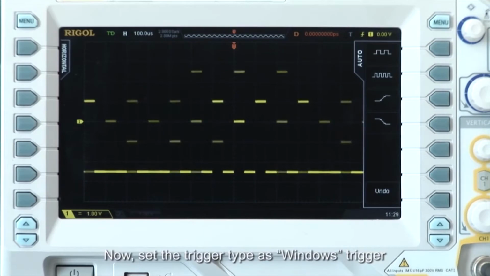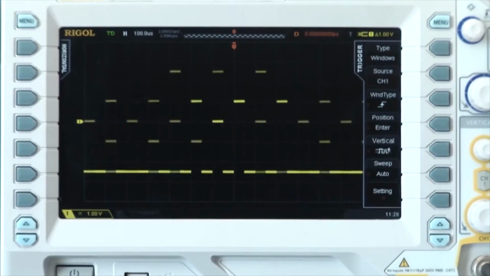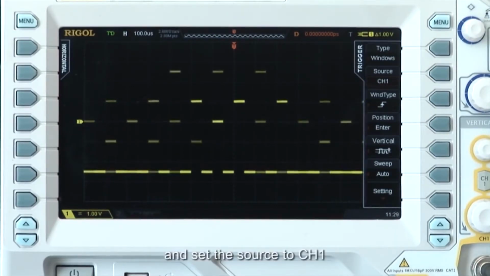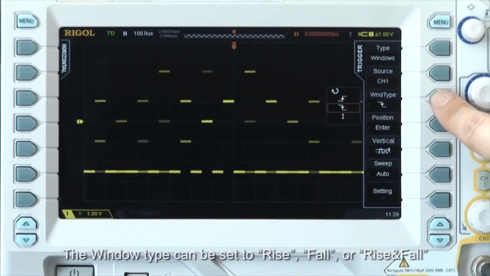Now set the trigger type as Window trigger, and set the source to channel 1. The window type can be set to rise, fall, or rise and fall.